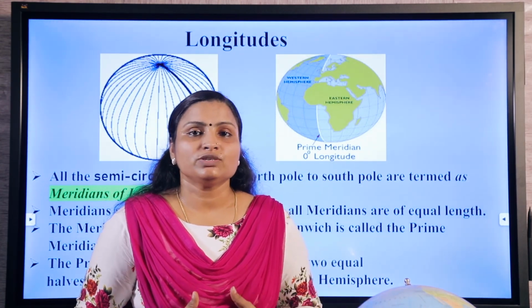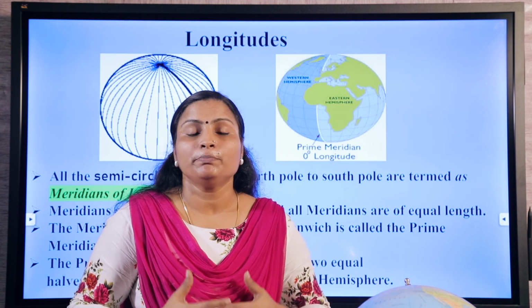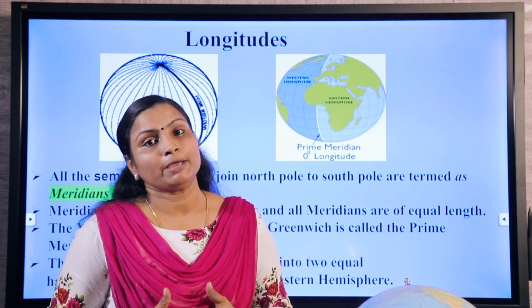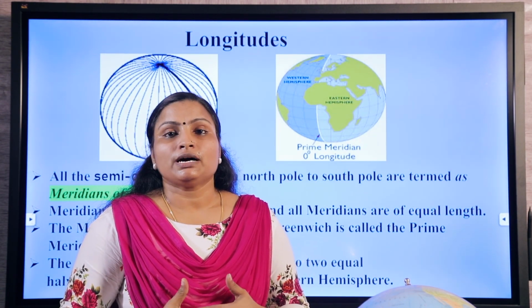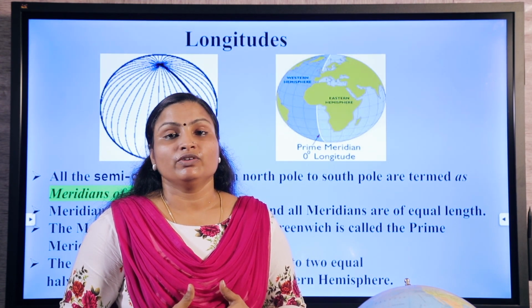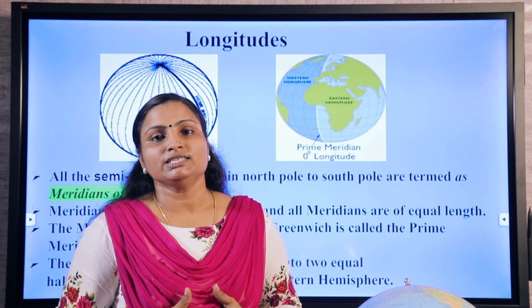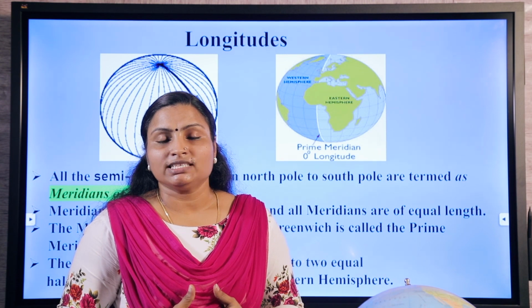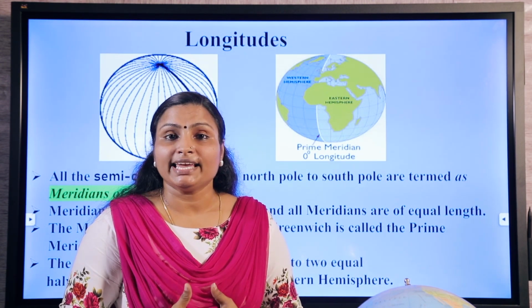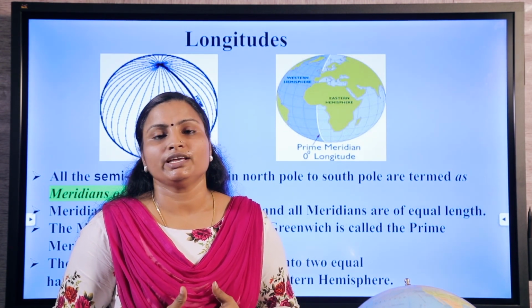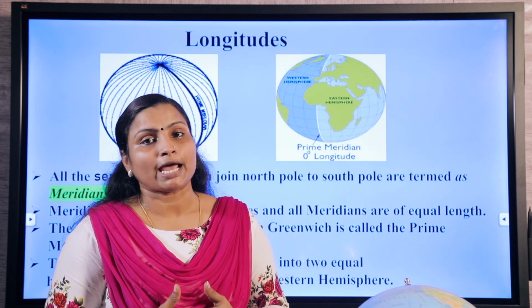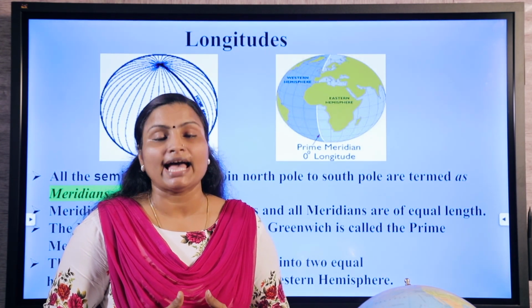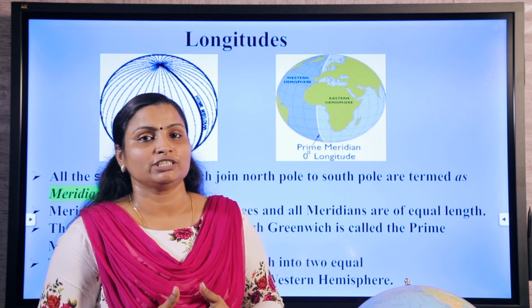So all countries have decided to take one particular meridian as the prime meridian. The meridian which passes through Greenwich, where the British Royal Observatory is situated, has been taken as the Greenwich meridian, or it is also known as the prime meridian. It is 0 degree and it is also an important reference point.